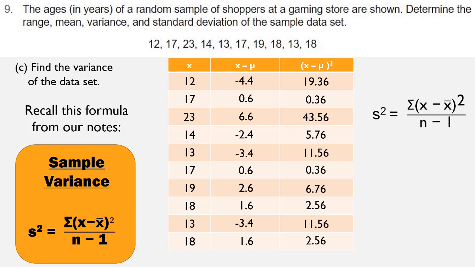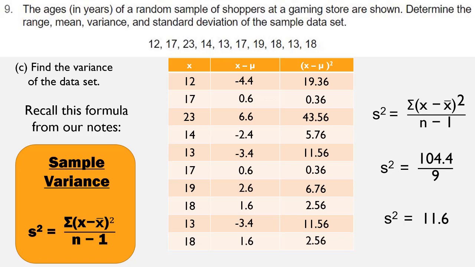So now we apply this sample variance formula, which is s squared equals the sum of the x minus x bars squared over lowercase n minus 1, which is 104.4 divided by 9, and that's 11.6. So our variance is 11.6.